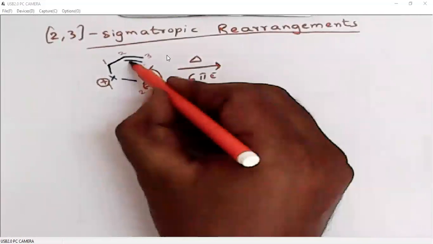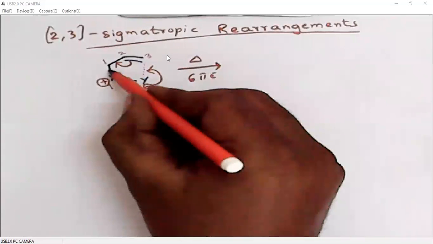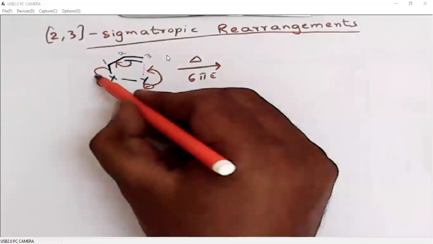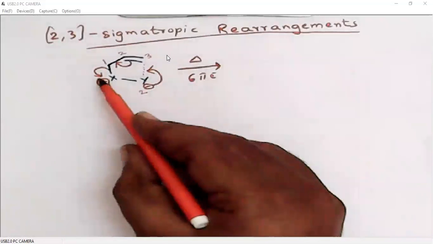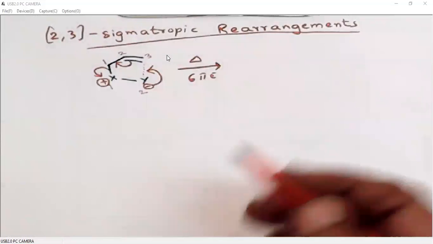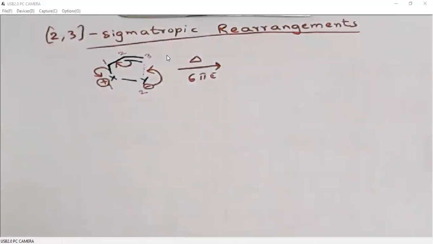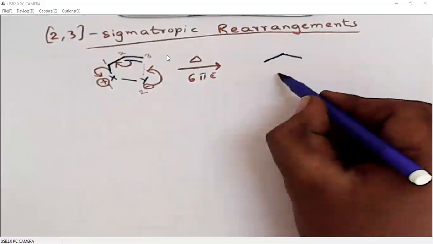This double bond can be polarized like this. When we break this bond, this positively charged heteroatom will pick up this negative charge electron, so it becomes neutral. So this is how we can do 2,3 sigmatropic rearrangements.